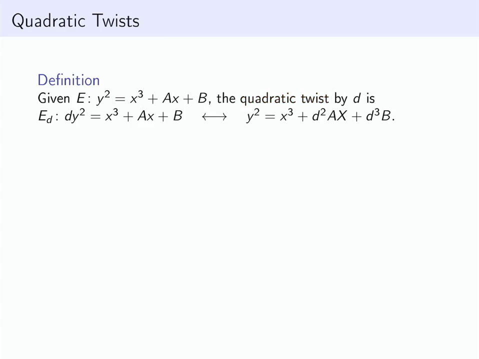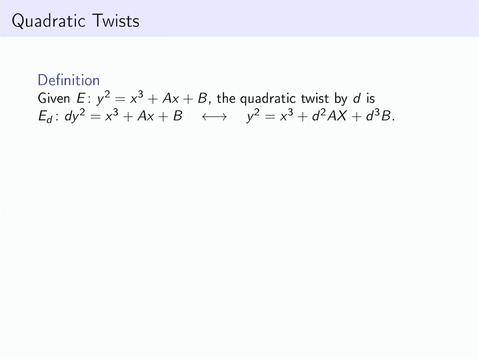The reason why this is an interesting thing to do, or why we call it a quadratic twist, is that if you pretend that we're allowed to take square roots of d, then I could take this d inside this y squared, and I'd obtain an isomorphic elliptic curve.